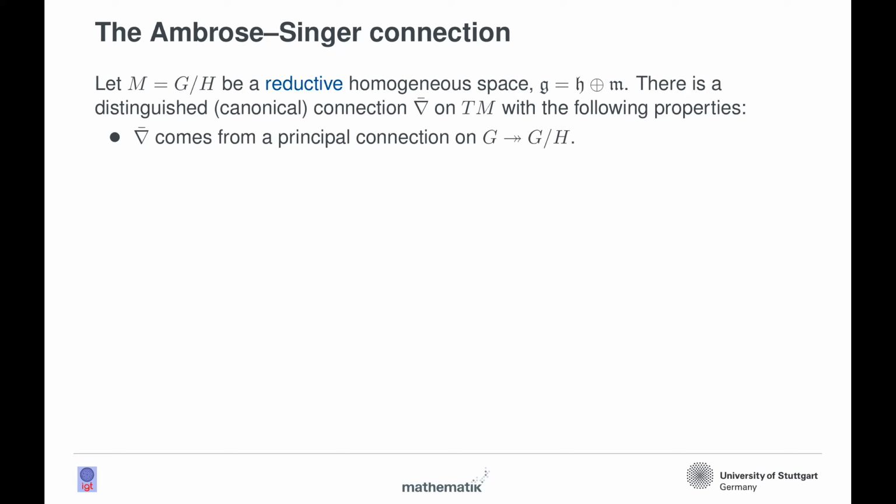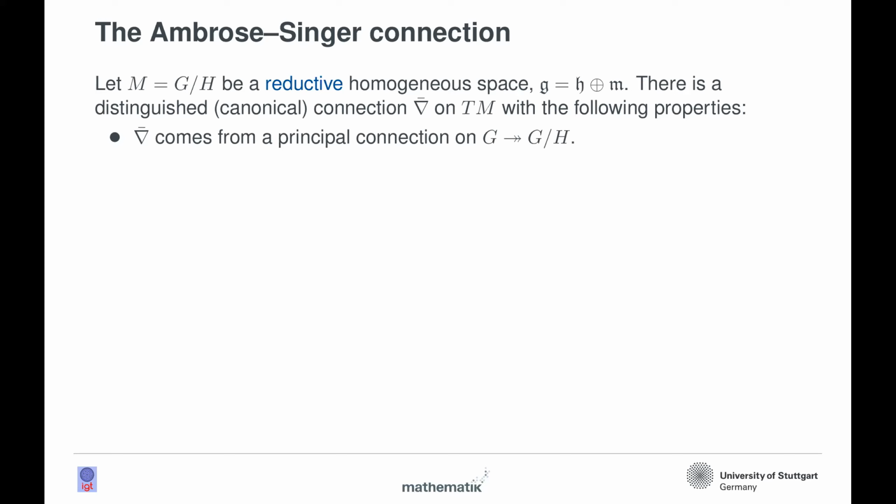Recall our first goal. We want to reinterpret this Casimir operator as some differential operator. Okay, so we need another connection to make sense of this Casimir operator, and this canonical connection, or Ambrose-Singer connection, comes to our rescue. So on any reductive homogeneous space, reductive just means that we have such a reductive decomposition, we can define this connection. There are several equivalent ways to do it. I'm not going to define it explicitly. I'm just going to list a few nice properties that this connection has.